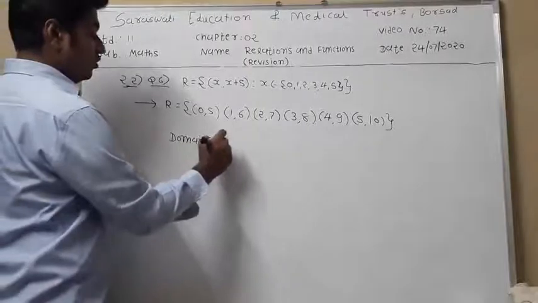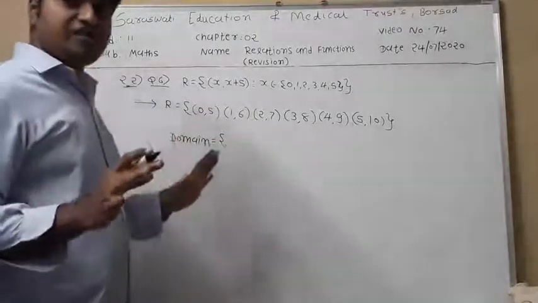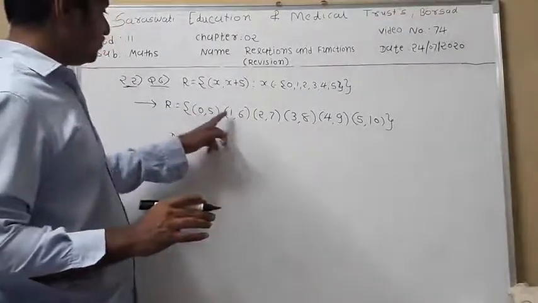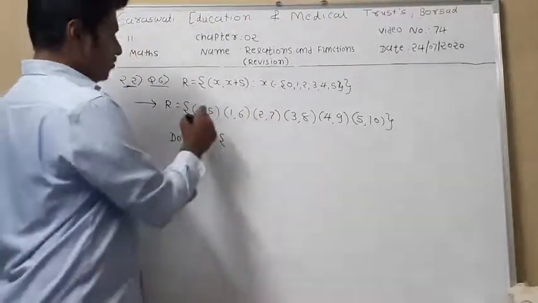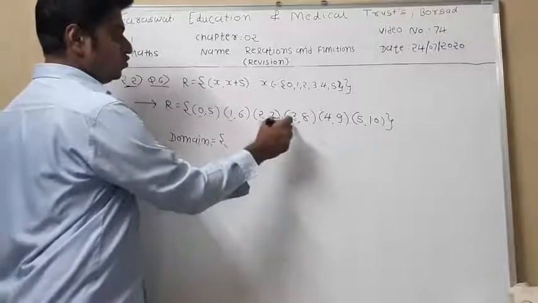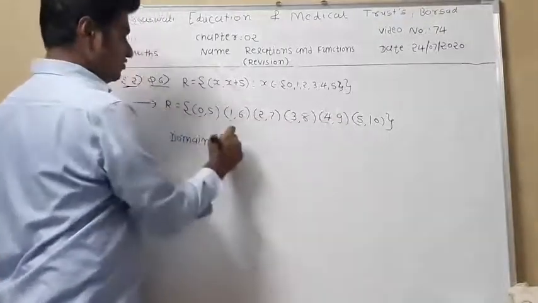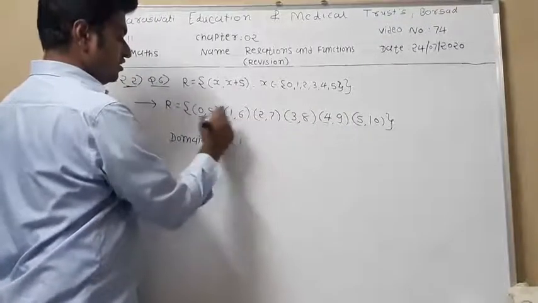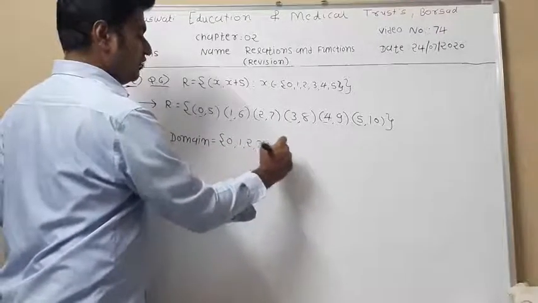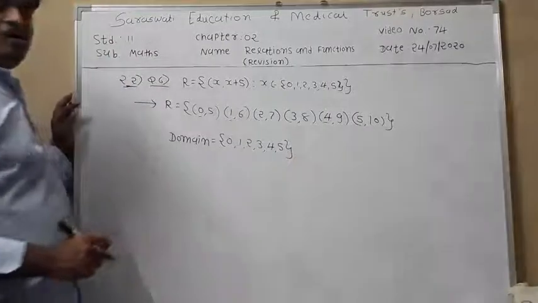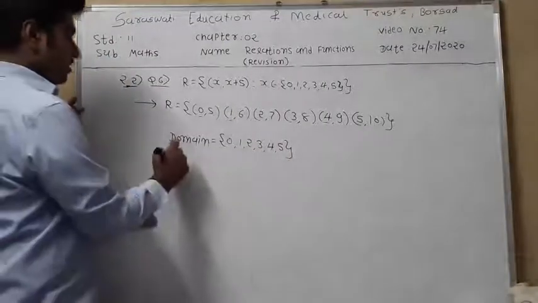Domain. Now domain means which positions we can write. So here the first position in this ordered pair, the first position, is our domain. That means 0, 1, 2, 3, 4, 5 is our domain. So write here {0, 1, 2, 3, 4, 5}. Set over. Next one, find out the range.